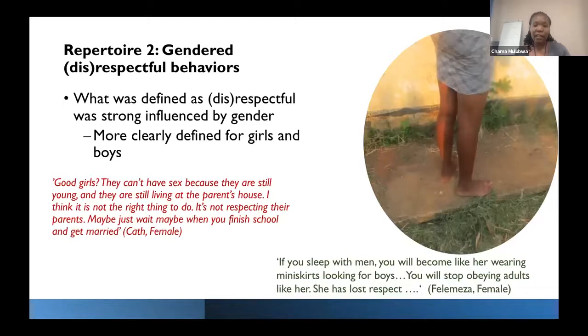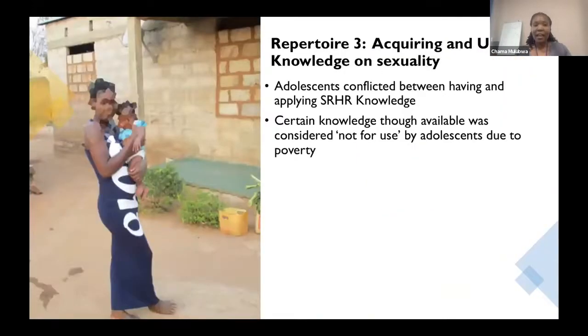Then the third one was acquiring knowledge on sexuality. And in this discussion, the adolescents were conflicted between having knowledge and applying knowledge. In this repertoire, they considered individuals who were sexually active or engaging in sex or even pregnant as individuals who didn't have knowledge. Sometimes someone says, you know, those people who are pregnant, it's not their fault, it's actually lack of understanding. So they really emphasized this.